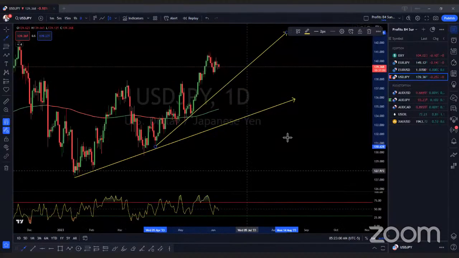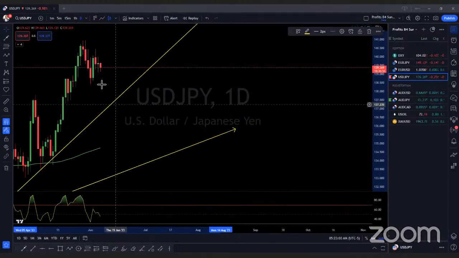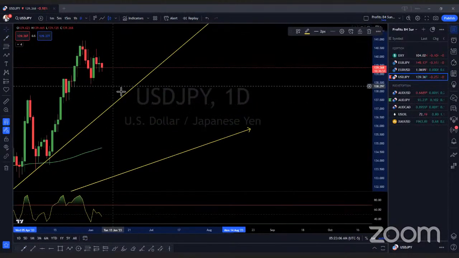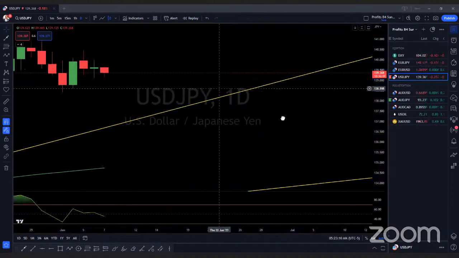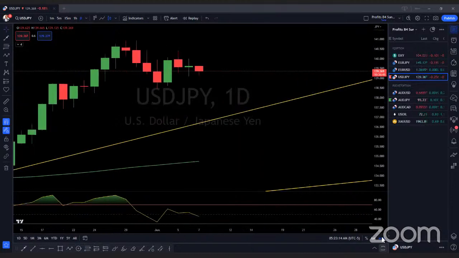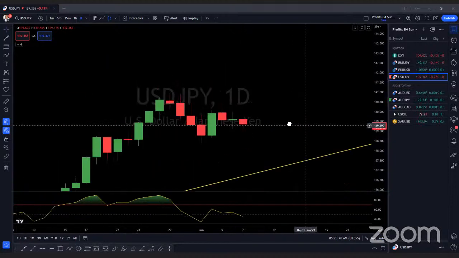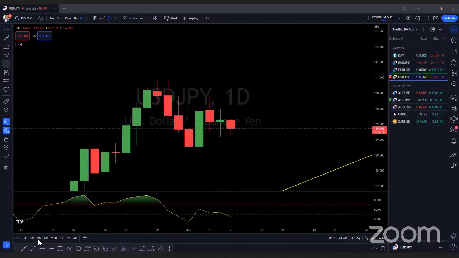So although the currency strength meter is giving us a bearish movement to say Japanese yen is stronger, that's only for right now, guys. But the long-term trend is upward. Okay. The long-term trend is upward. So let us go ahead and look at the resistance and support on the previous candle.